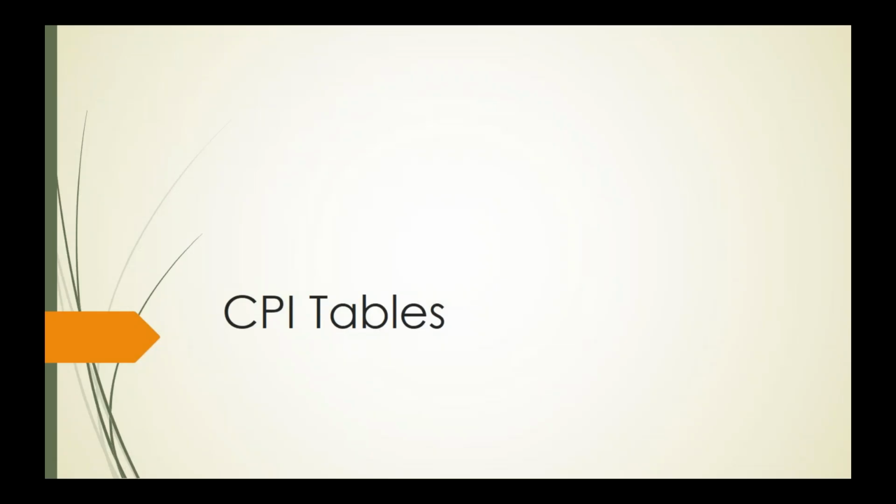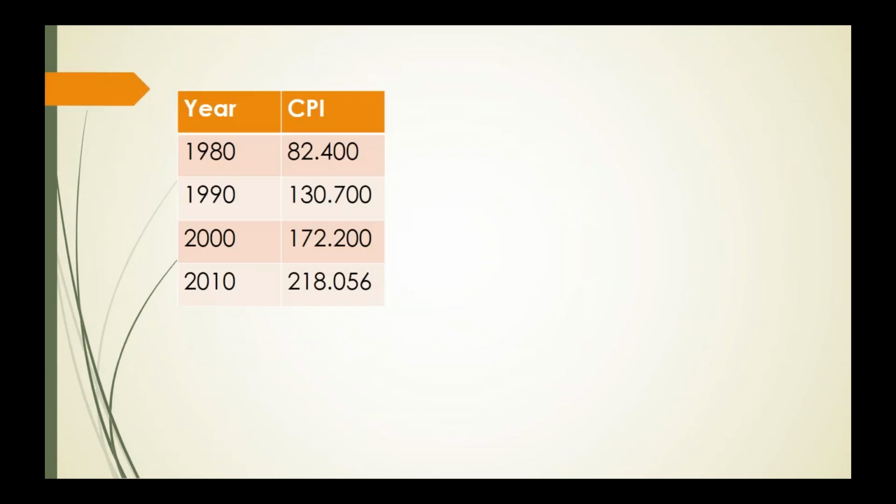Let's talk CPI tables. So you have a list of years and a number associated with each year. What do those numbers mean? CPI stands for Consumer Price Index, so that gives you a little information. It has something to do with prices, specifically consumer prices, what regular people pay for end products.